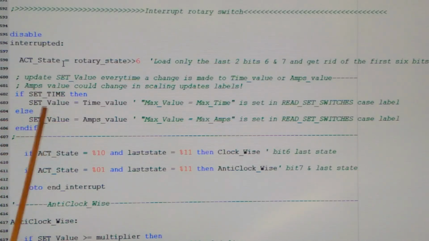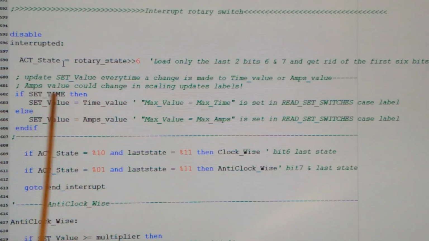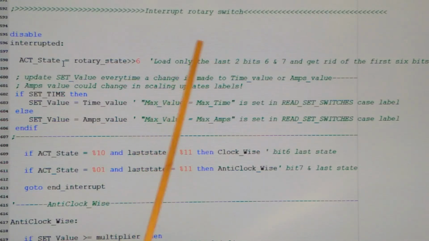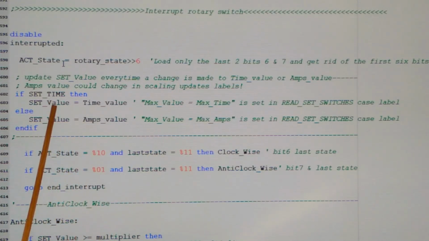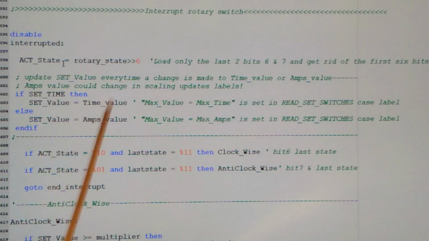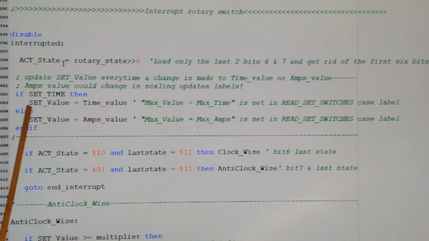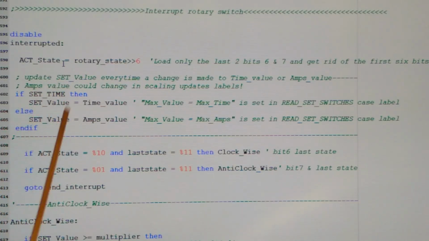Then here I'm working out, am I changing the time or am I changing the amps? Because the button is one button, and the set value, that means what you're going to display on your LCD screen, is one variable. The reason I used one is to make the code quicker in your interrupt. But I need to know which one I'm going to load onto that set value. Is it the time or is it the amps? So that's what that does there.